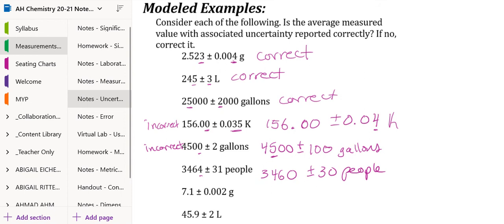Now, does my uncertainty have one non-zero digit? Is it in the same place as my last significant figure? And in this one, you had to work on both the uncertainty and the measured value to make them correct. What about the next one? 7.1 plus or minus 0.002 grams.